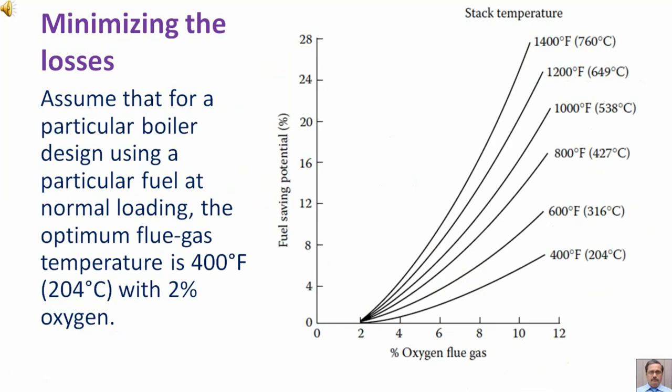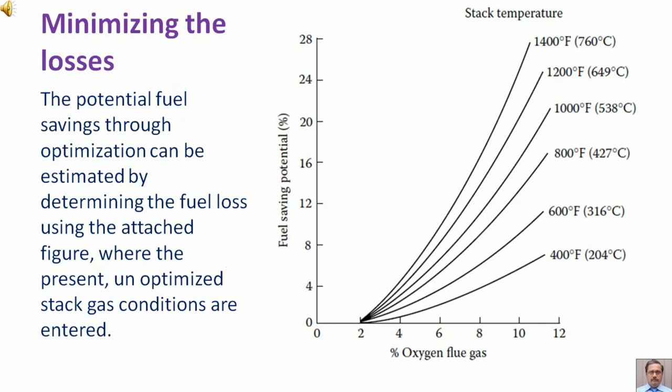Assume that for a particular boiler design using a particular fuel at normal loading, the optimum flue gas temperature is 400 degree Fahrenheit with 2% oxygen. The potential fuel savings through optimization can be estimated by determining the fuel loss using the attached figure, where the present unoptimized stack gas conditions are entered.